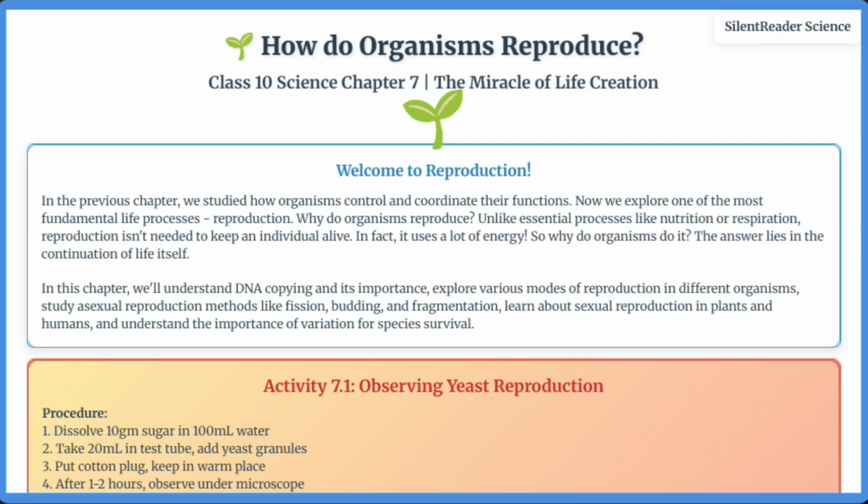Welcome to Chapter 7 of Class 10 Science, How Do Organisms Reproduce? In this fascinating chapter, we'll explore one of the most fundamental characteristics of life, the ability to create new individuals. Unlike essential life processes like nutrition or respiration that keep an individual alive, reproduction ensures the continuation of species.